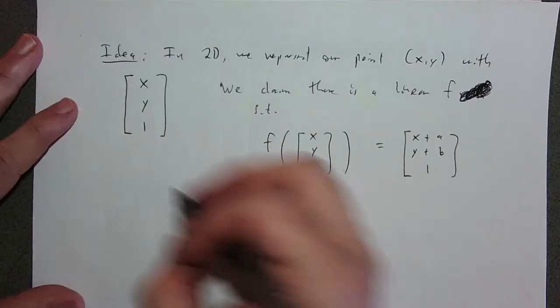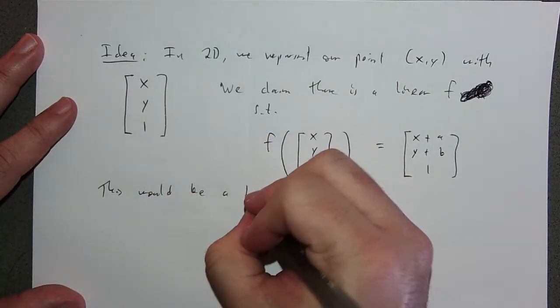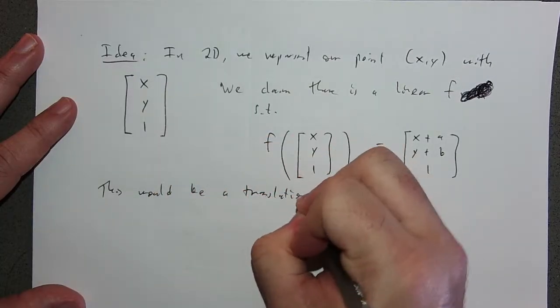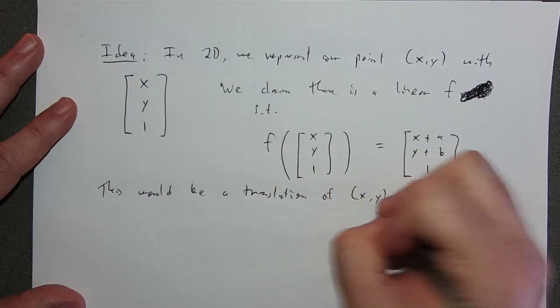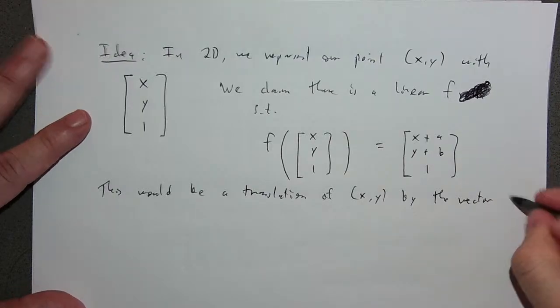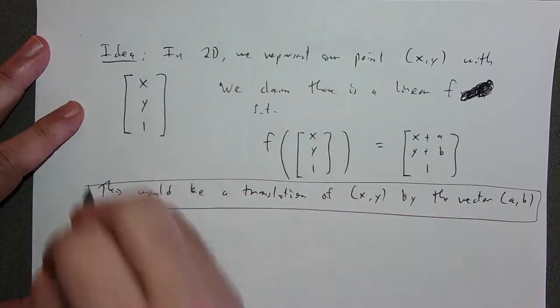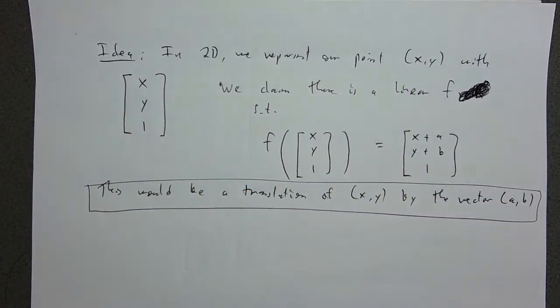This would be a translation of the point xy by the vector, or according to the vector AB. Right? That's what this would be. Okay, so we are trying to represent a generic translation in R2 via matrix multiplication using the same trick that we did in the one-dimensional case.